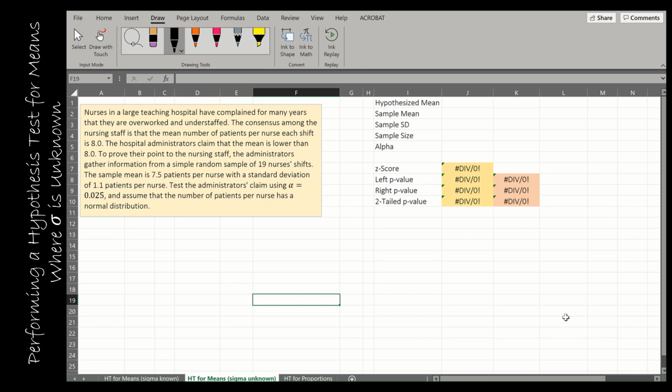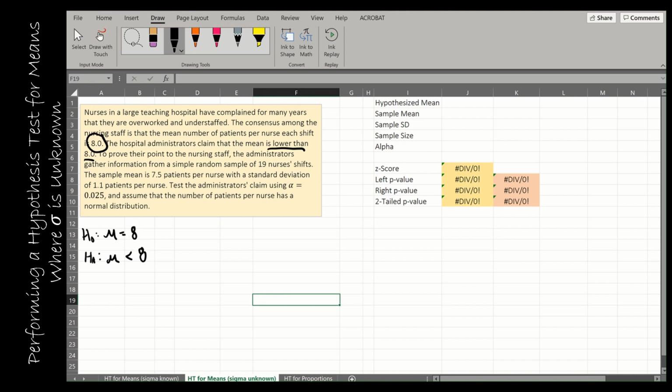It says, nurses in a large teaching hospital have complained for many years that they are overworked and understaffed. The consensus among the nursing staff is that the mean number of patients per nurse each shift is 8. So that is what we're assuming to be true. That is our null hypothesis, that the mean is 8. Again, the null is H sub 0, and then the alternative is what we're going to test. The hospital administrators claim the mean is lower than 8, so that tells us the alternative hypothesis. That's what we're testing, lower than 8. Keep in mind again that these two values are always the same.